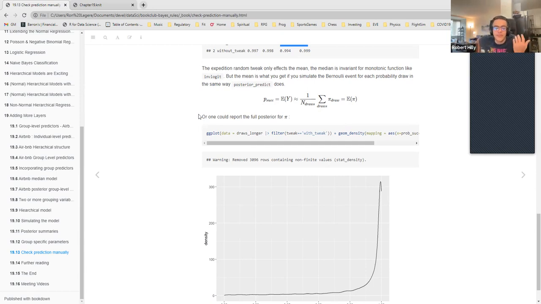But I think that gets into a whole different territory: you still have to make a decision. Based off of the uncertainty that's in this posterior, what do you do? Which is a separate, but also very related discussion.